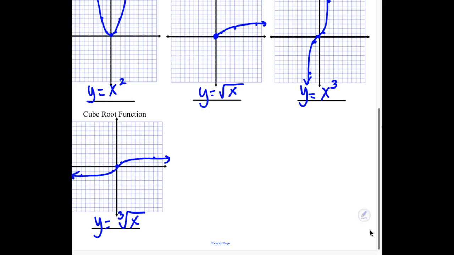Okay? Double check that on all of your pictures you put arrows on the ends because they do continue beyond what we've graphed. So when we look at transformations, we are going to start by identifying the parent function. What is the basic shape? Which of these graphs are we starting with? Okay?